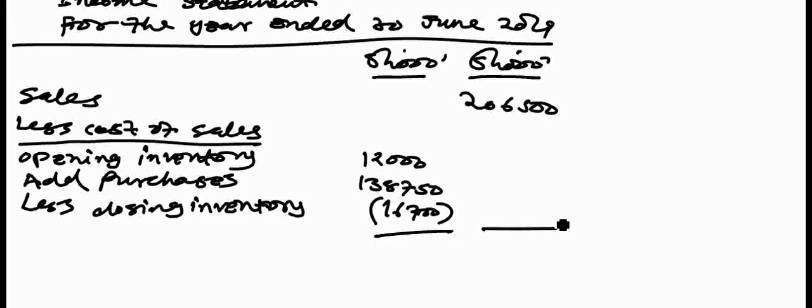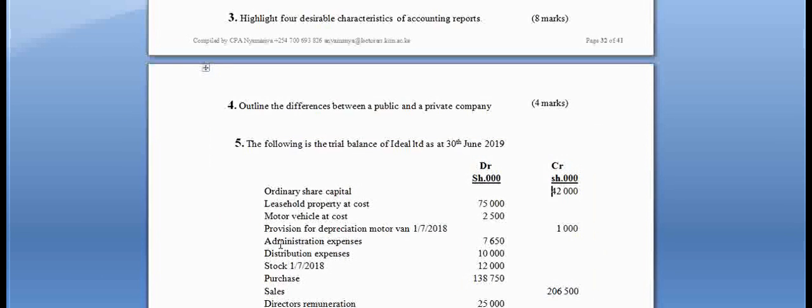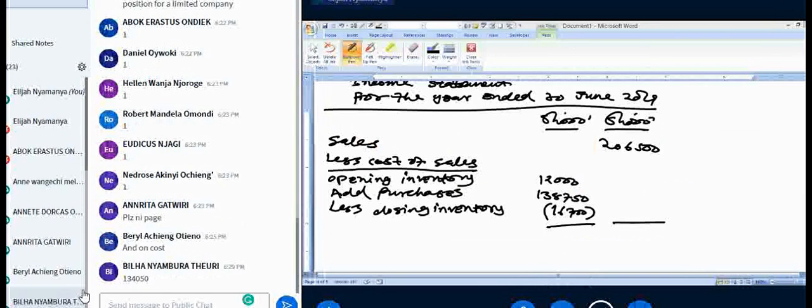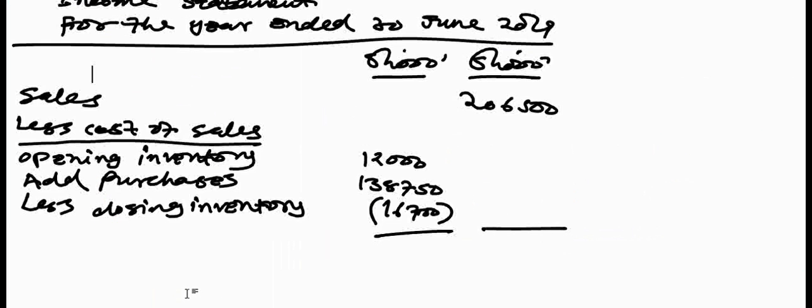On cost and at cost means the same thing. The question is on which page for Anne? The question is on page 33. Okay, thank you. 134,050. Let me indicate that.